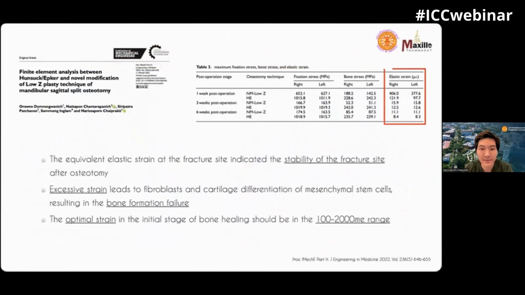And the elastic strain at the fracture site indicates the stability of the fracture site after the BSSO procedure. If there is excessive strain after bone fixation, it will lead to fibroblast and cartilage differentiation, resulting in bone formation failure. Even though the elastic strain of the NM-LowZ technique shows a bit higher, both techniques are in the range of optimal strain for bone healing.